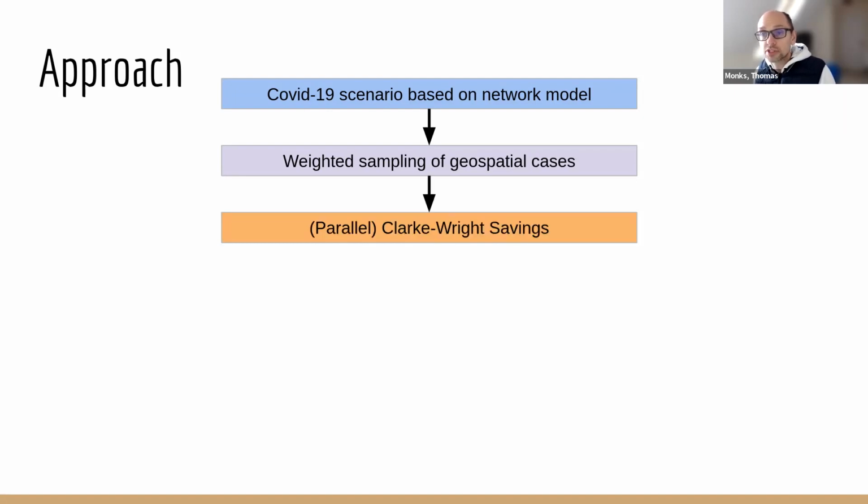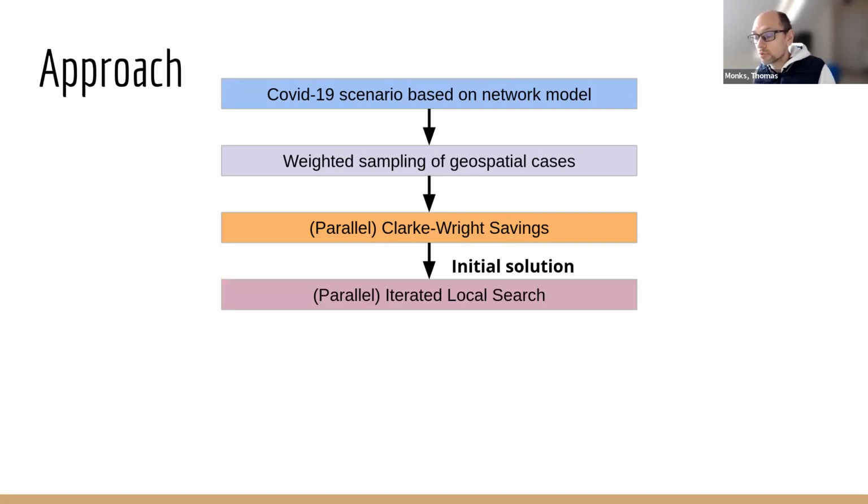And then we constructed a series of routes. So we did that using something called the Clarke-Wright savings algorithm. Okay, so that's a classic vehicle routing algorithm that's really straightforward, almost like a rule of thumb. And that gave us an initial solution, and we did that in parallel to speed things up.